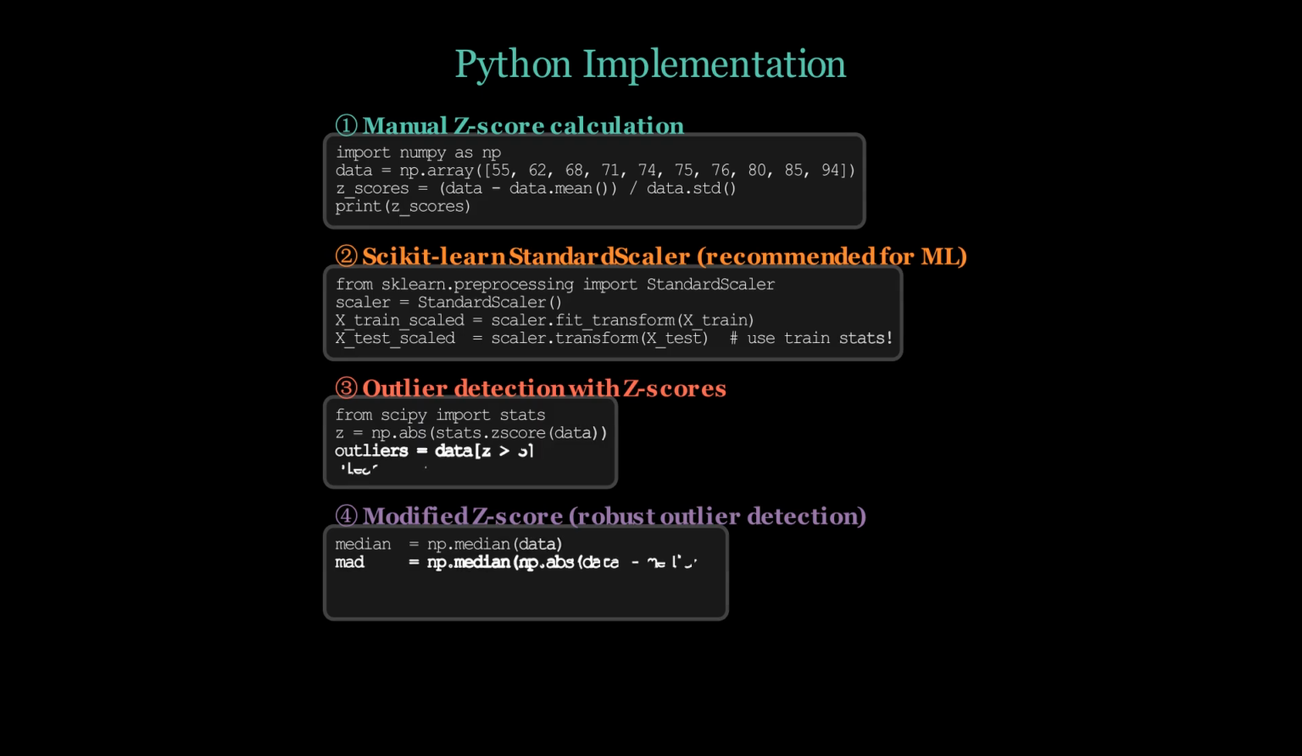Third, outlier detection using SciPy's zscore function. Compute absolute z-scores and filter anything above your threshold. Fourth, the robust modified z-score using MAD. Use this when you suspect multiple outliers might be masking each other.